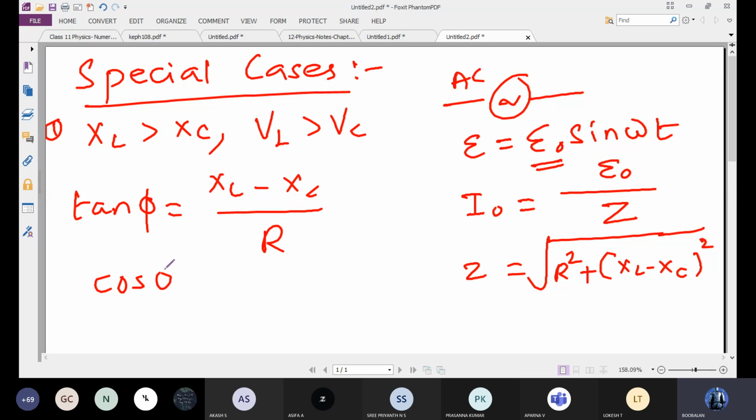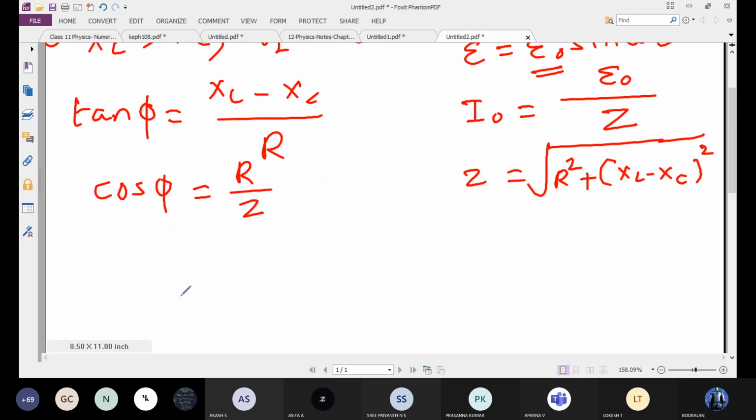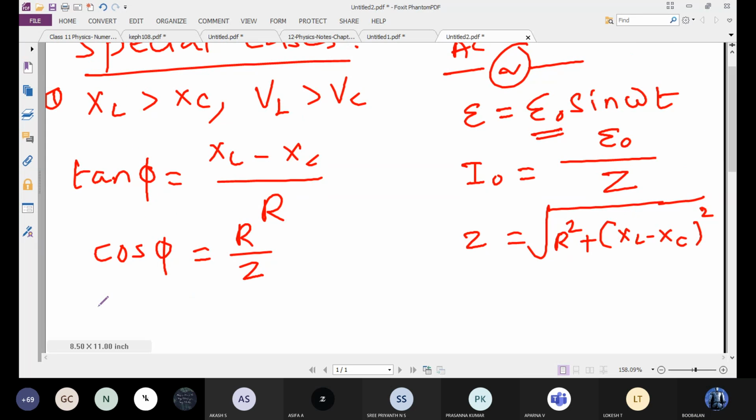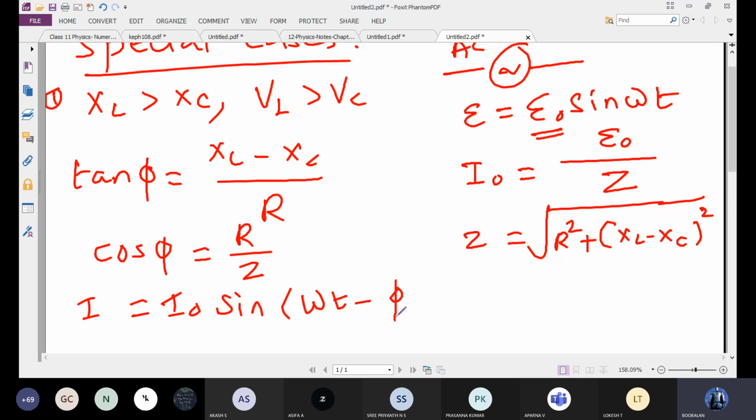Cos phi is equal to R divided by Z. So tan phi means (XL minus XC) divided by R, and cos phi equals R divided by Z. And the instantaneous current formula: I equals I naught sin(omega t minus phi).